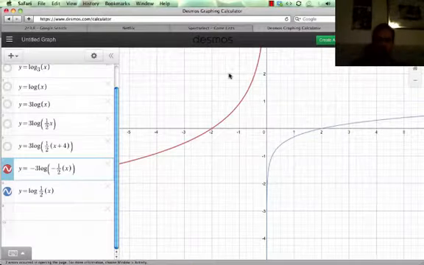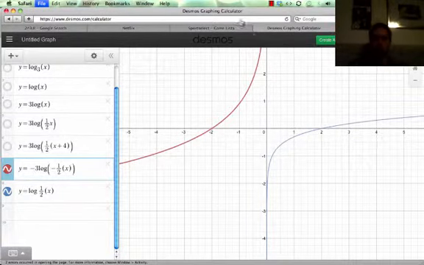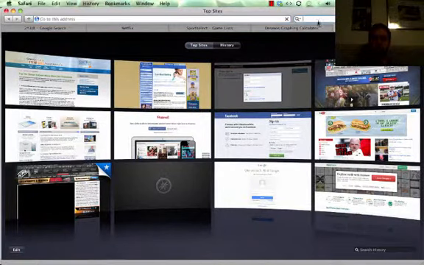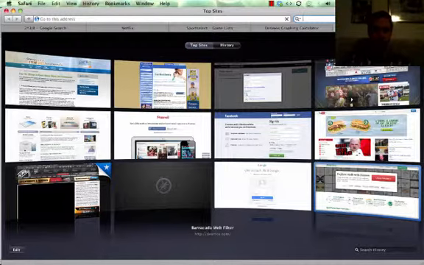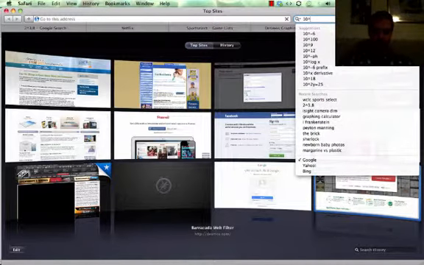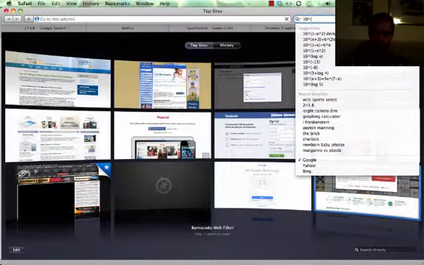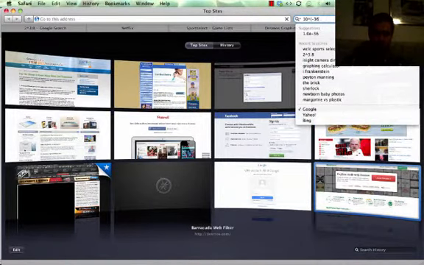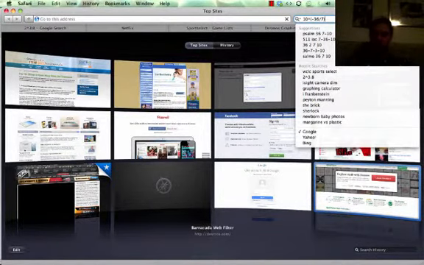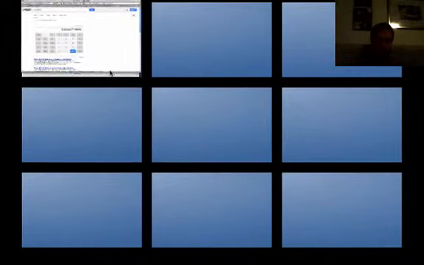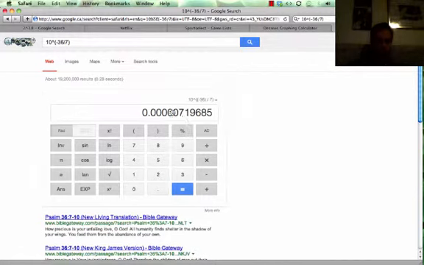So let's find a calculator here. Google's usually handy. You can go 10 to the power and then put it in brackets of negative 36 divided by 7. And trusty old Google will spit out a number for us. 0.0000072572.